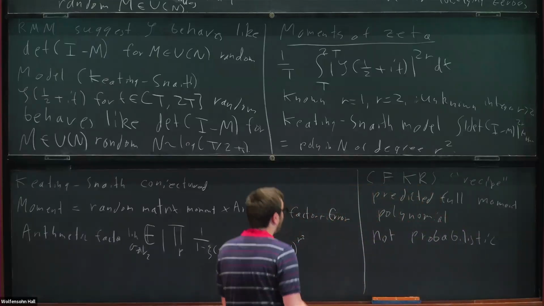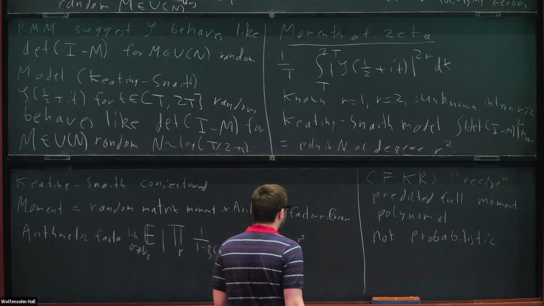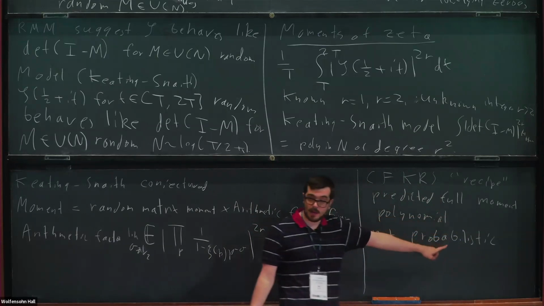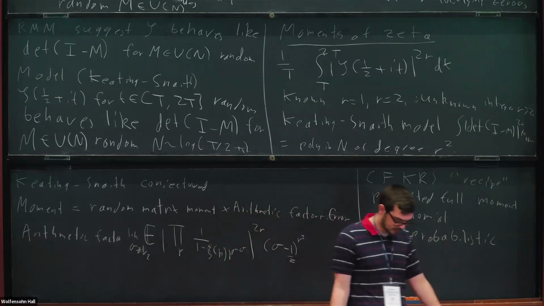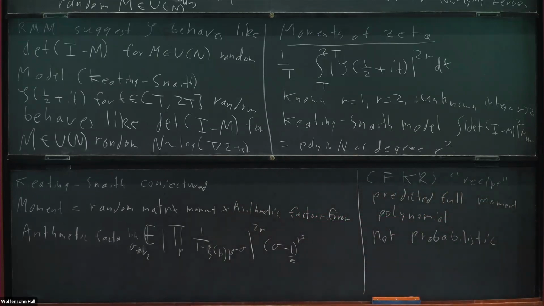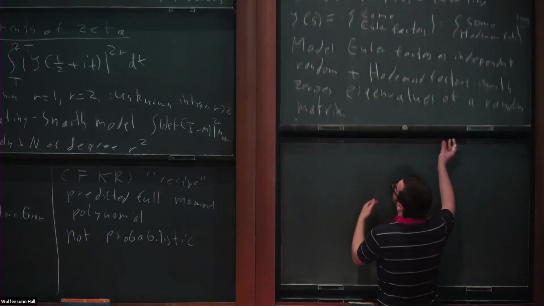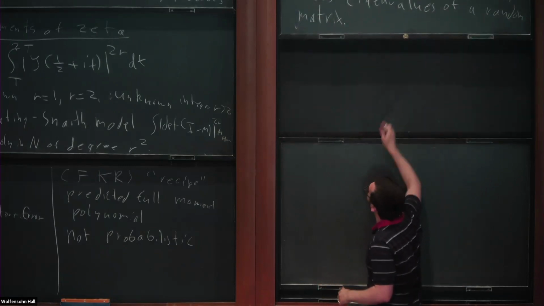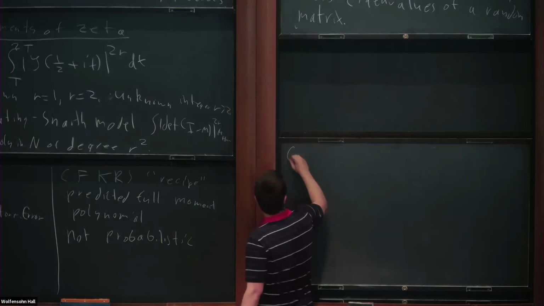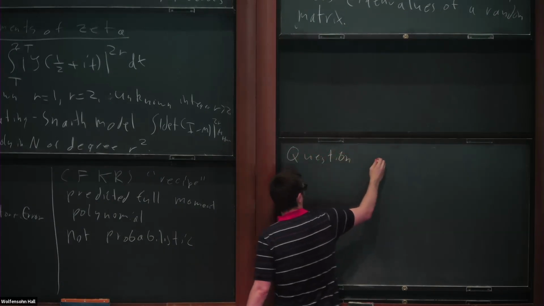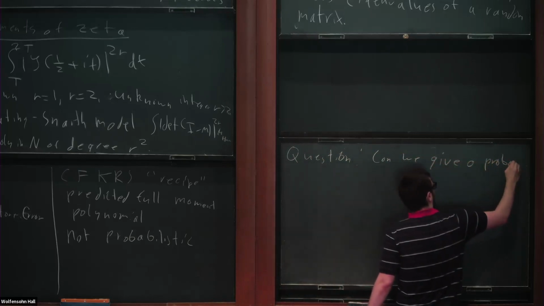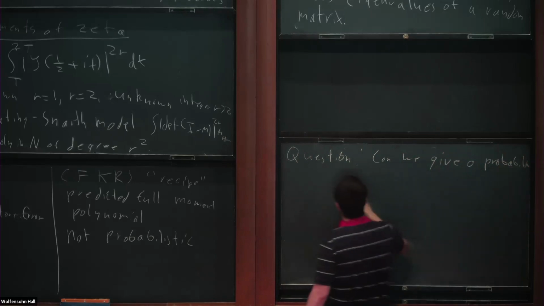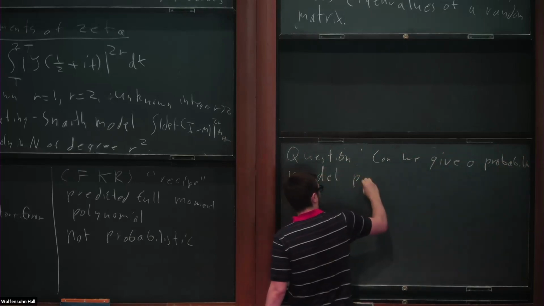So that means the Gonek-Hughes-Keating formula gives a probabilistic explanation for the leading term of the CFKRS polynomial, but not a probabilistic explanation for the lower order terms. And so they raised in their paper the question of, can we give a probabilistic model predicting all terms?